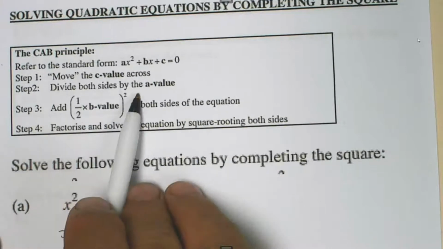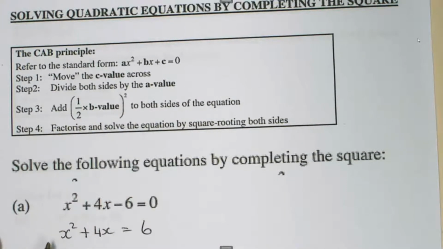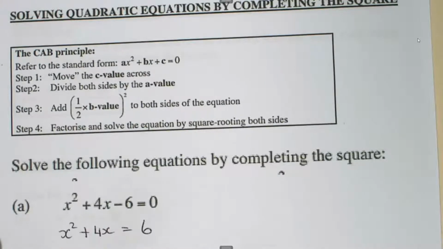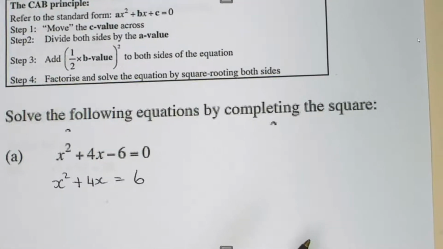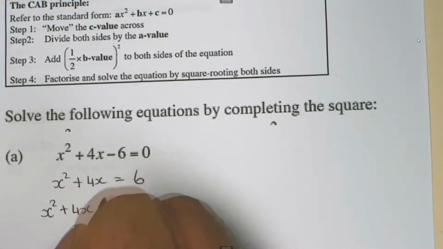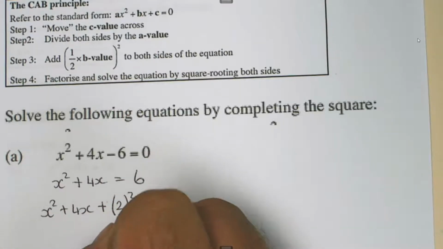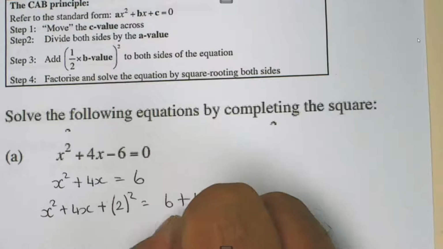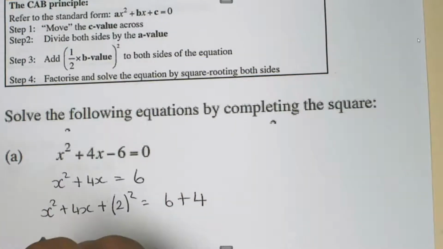Then the next step is to divide across by the a value. The a value is 1. If we divide across by 1, it remains the same. The next step is we've got to add half times the coefficient of x, to be squared. We've got to add that to both sides. This time it's an equation. What we do to the one side, we must do to the other so that the equation balances. So it becomes x squared plus 4x. We've got to add half the coefficient of x, which is 2 squared. If we add 4 here, then we've got to add 4 to the other side. So this here becomes x squared plus 4x plus 4. That is equal to 10.